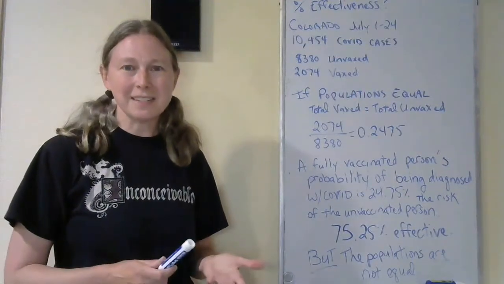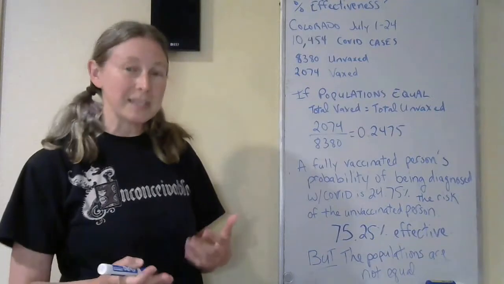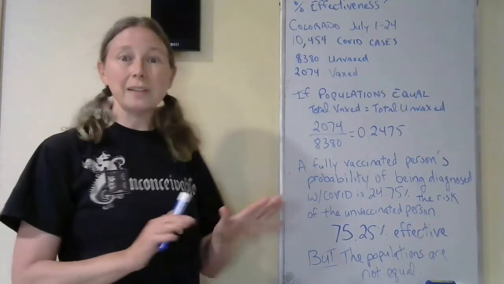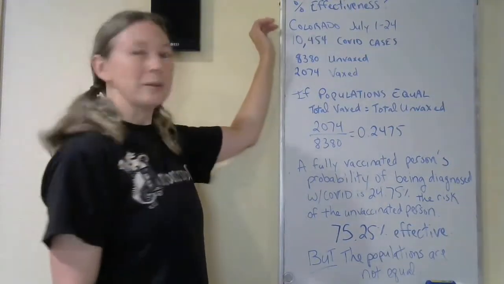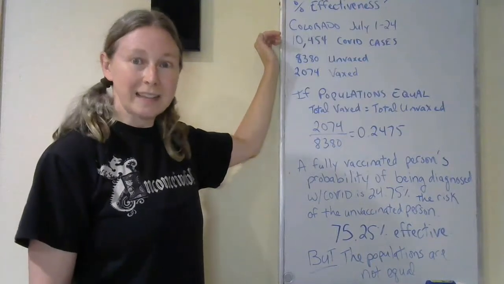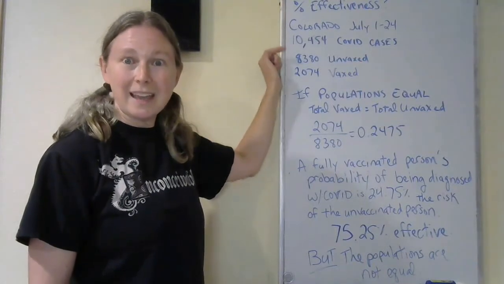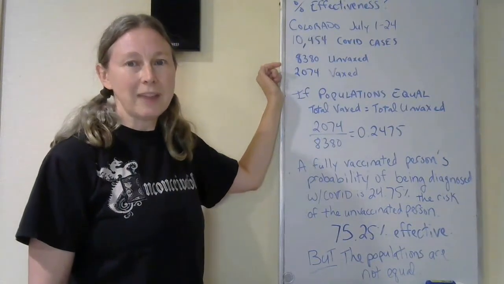What is vaccine effectiveness? And what does it mean when we say a vaccine is 90% effective versus 80% effective, and so on? Let's use a real-life example and do this wrong first and then correctly. In Colorado, from July 1st through 24th, there were 10,454 COVID cases diagnosed. Of those, 8,380 were unvaccinated and 2,074 were vaccinated.